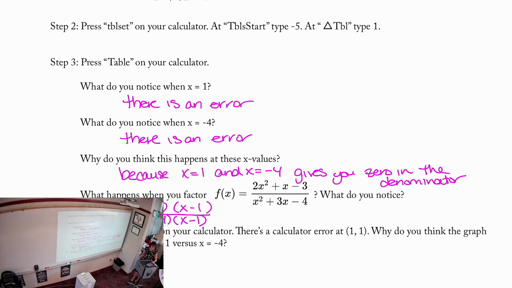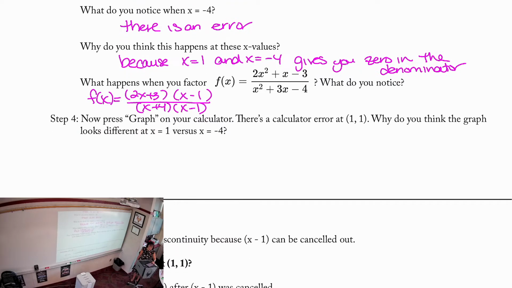So I factor, with hopefully correct numbers. We'll get there eventually. And then what do you notice? What you notice is that there's a common x minus 1, and so x minus 1 cancels out.